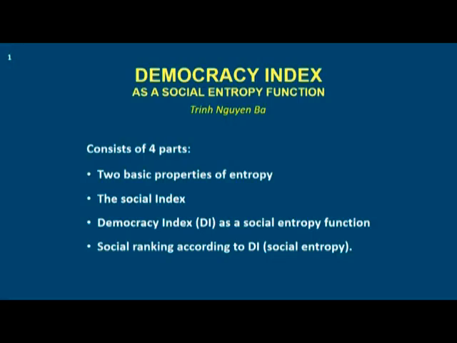My presentation today is about democracy index as a social entropy function. And my presentation consists of 4 parts as shown on the screen. First, properties of the entropy function. Second, social indicators. Third, democracy index as a function of social entropy. Fourth, social ranking according to democracy index, social entropy.